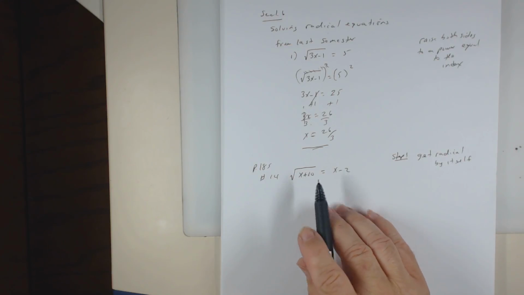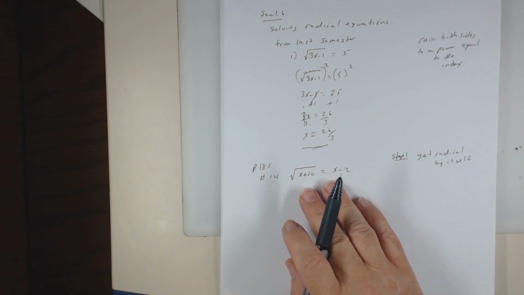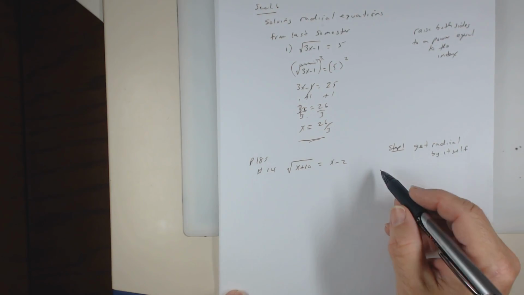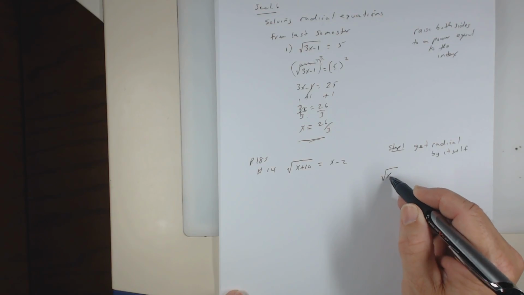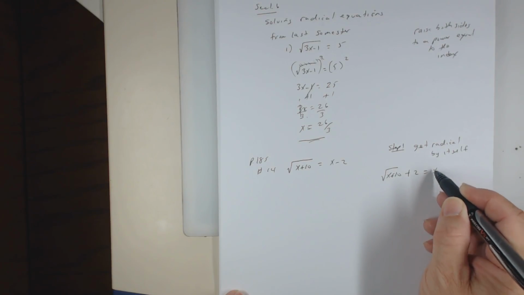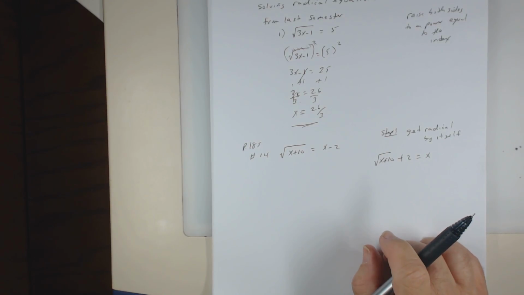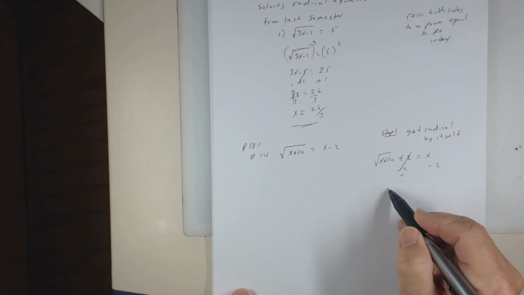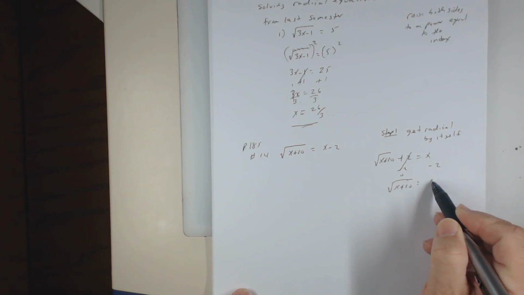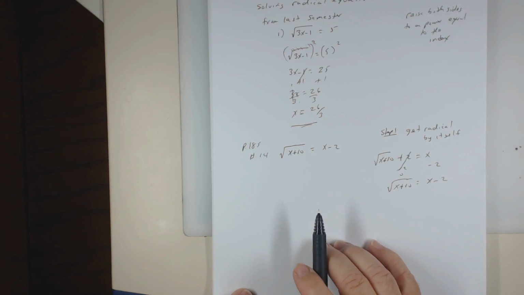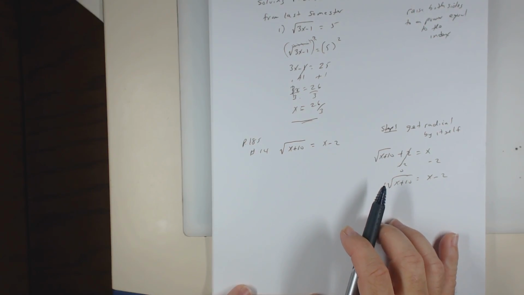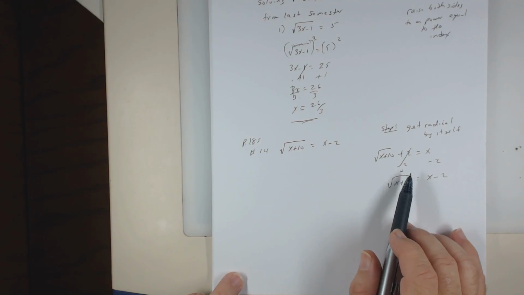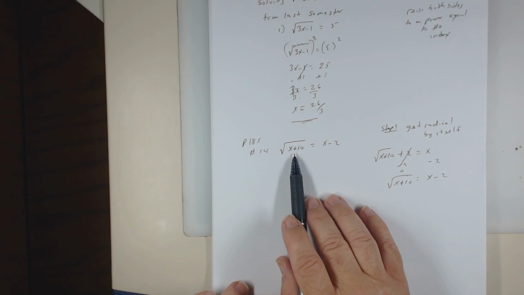In this case, it's a radical by itself. It's the square root on one side by itself. It's like if I had the square root of x plus 10 plus 2 equal x. Is the radical by itself? No. I'd have to subtract 2 from both sides, and then combine like terms, and I get the square root of x plus 10 equal x minus 2. So if this was the problem, you'd have to get the square root by itself. In this case, it already is.